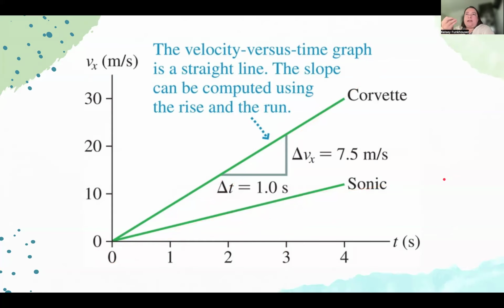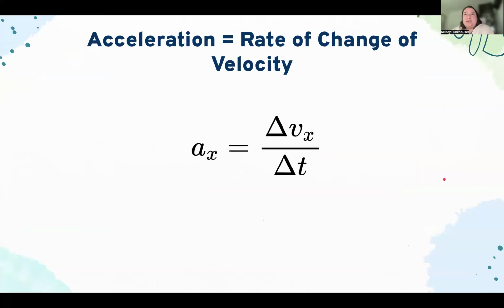But what is the slope of this line? What does it represent? This is acceleration, and acceleration is just the rate of change of velocity. So think back, velocity was the rate of change of position, also known as displacement over time. And now acceleration is the change of velocity over time.